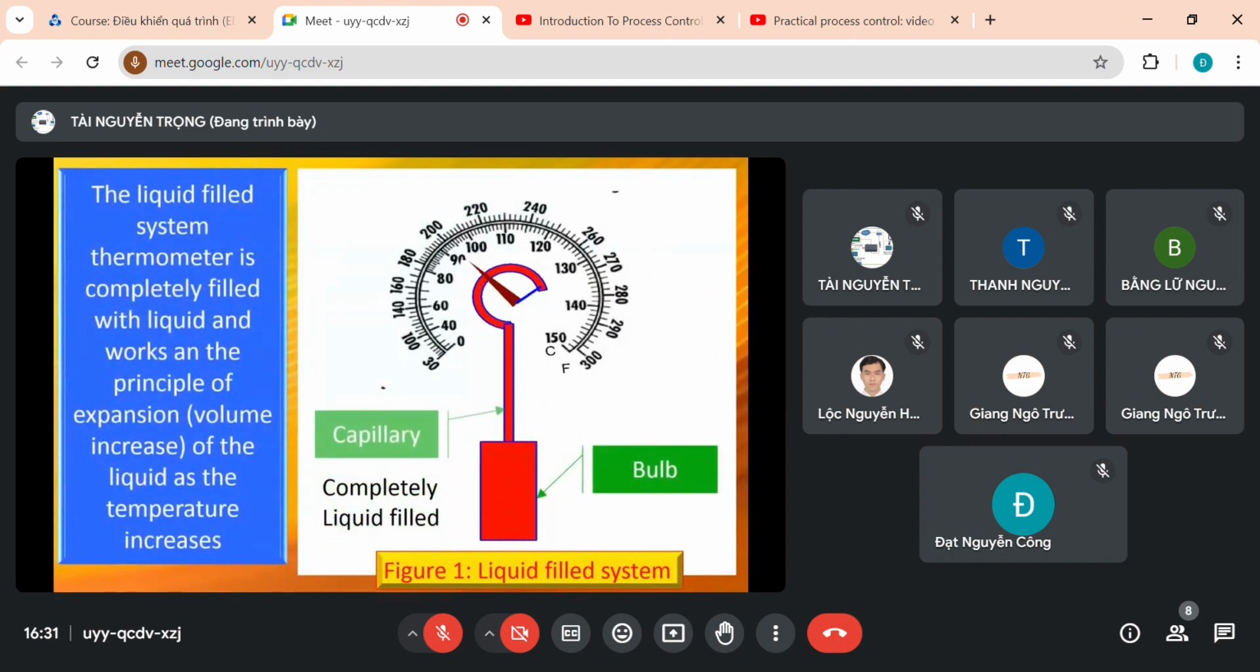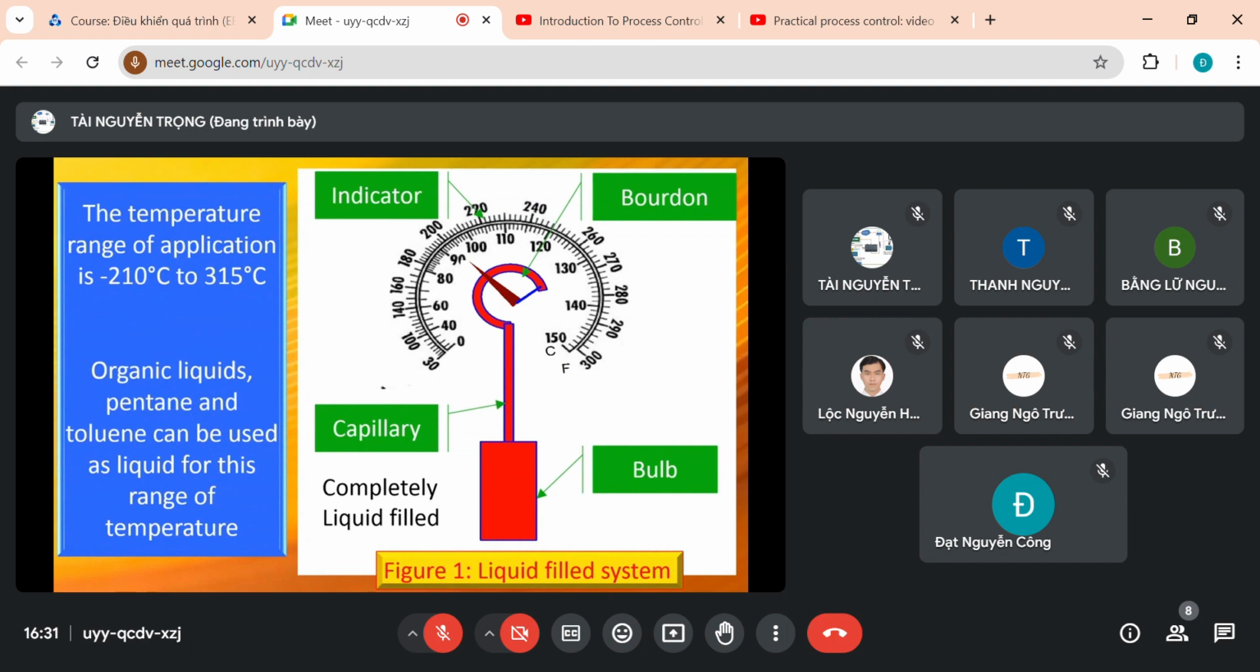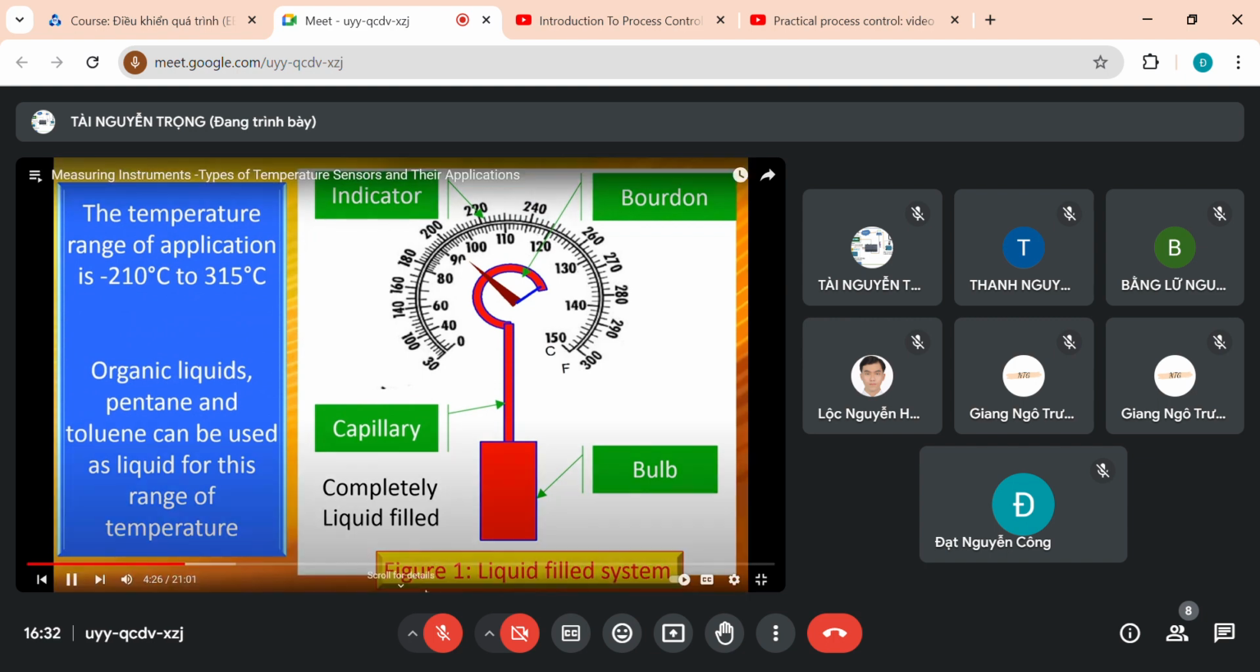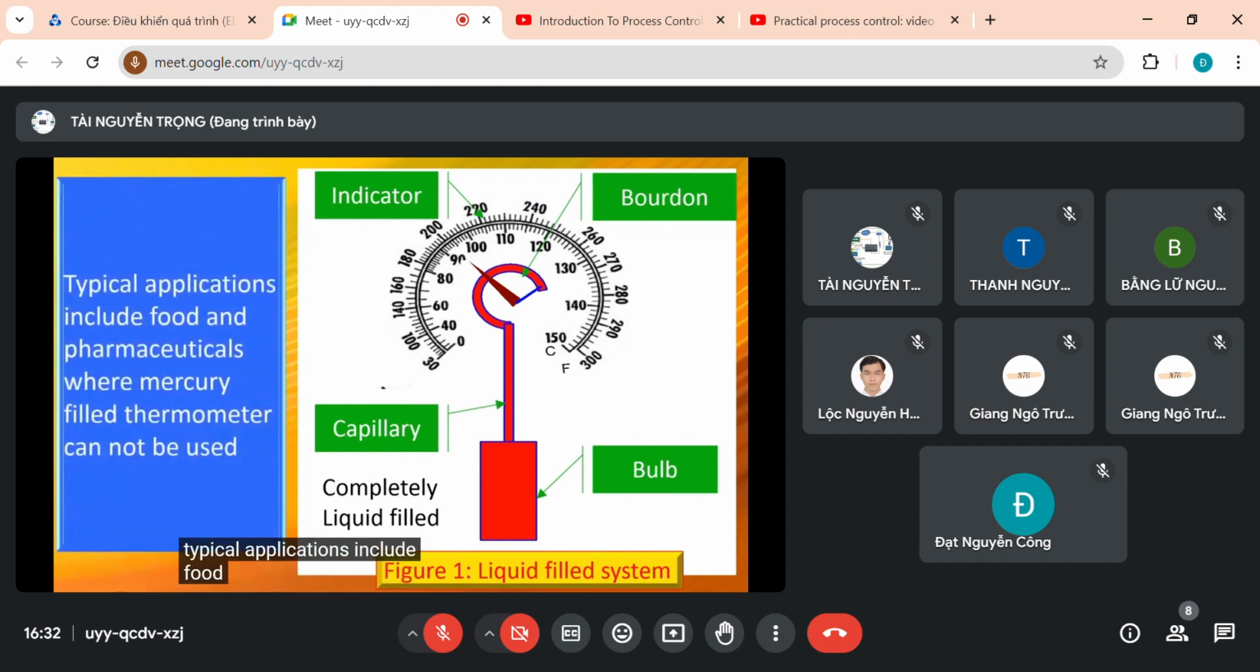The liquid filled system thermometer is completely filled with liquid and works on the principle of expansion, that is, volume increase of the liquid as the temperature increases. The temperature range of application is minus 210 degrees centigrade to 315 degrees centigrade. Organic liquids, pentane and butane, can be used as liquid for this range of application. Typical applications include food and pharmaceutical, where mercury-filled thermometer cannot be used.